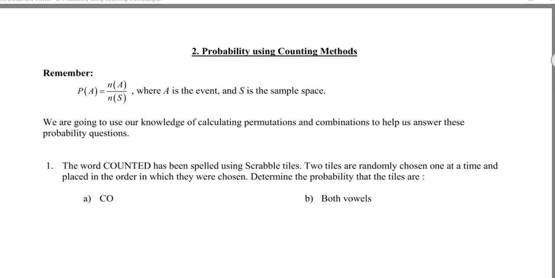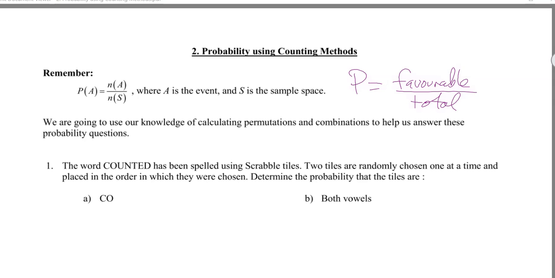Lesson 2 of probability, and this is probability using counting methods. So remember, the probability of event A is the number of occurrences of event A over the number of occurrences in the sample space. And I always like to say probability is favorable over total, which is the number of favorable outcomes, and favorable isn't good or bad.